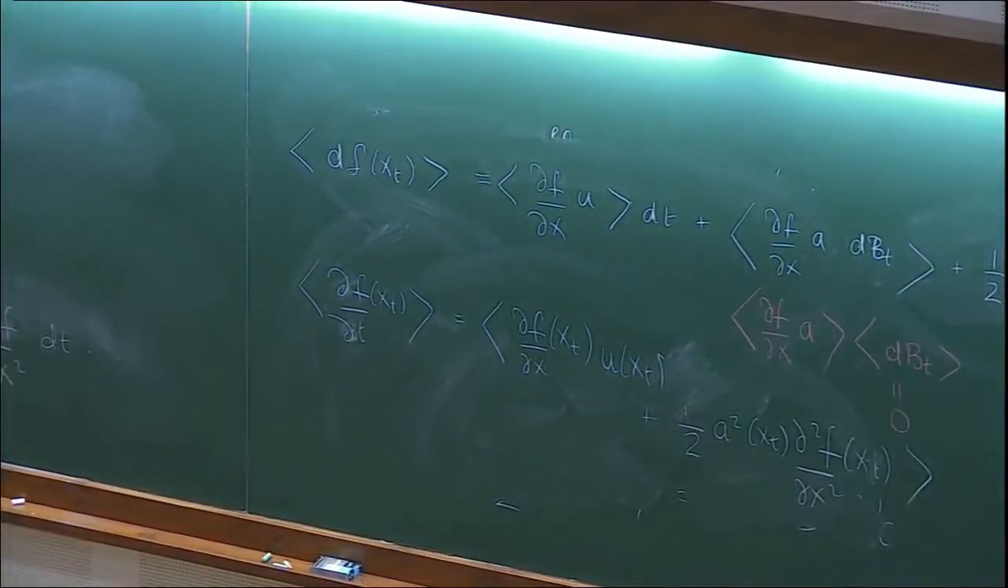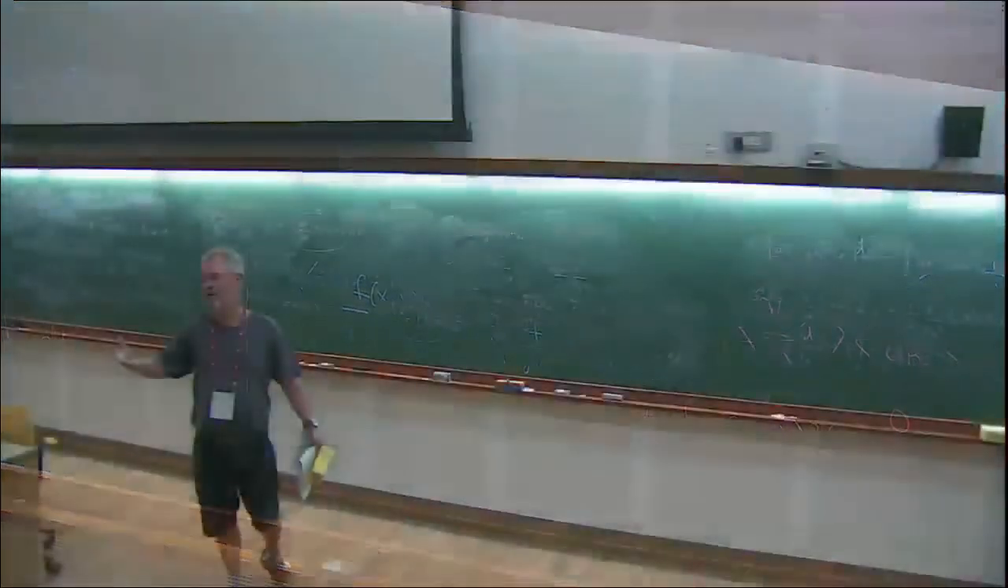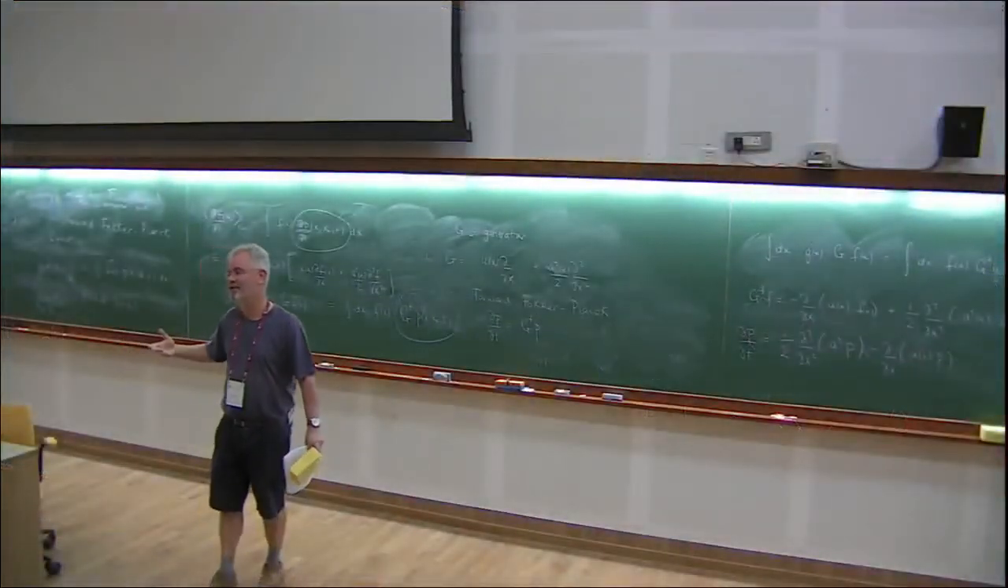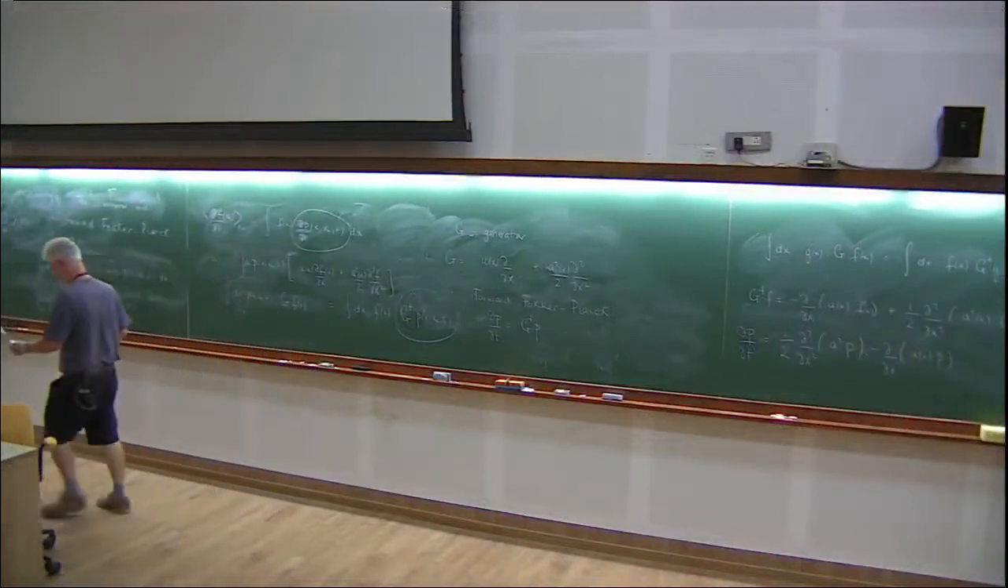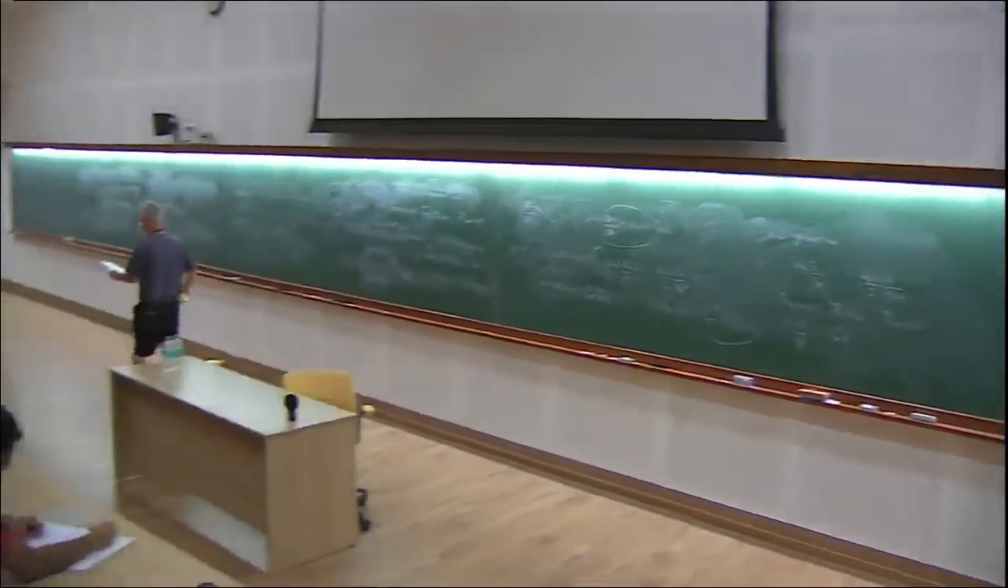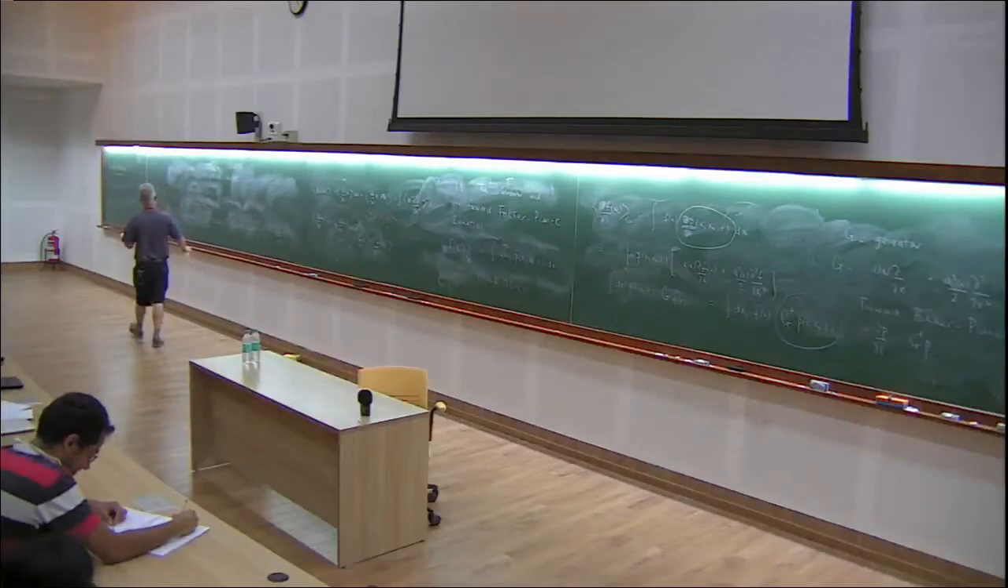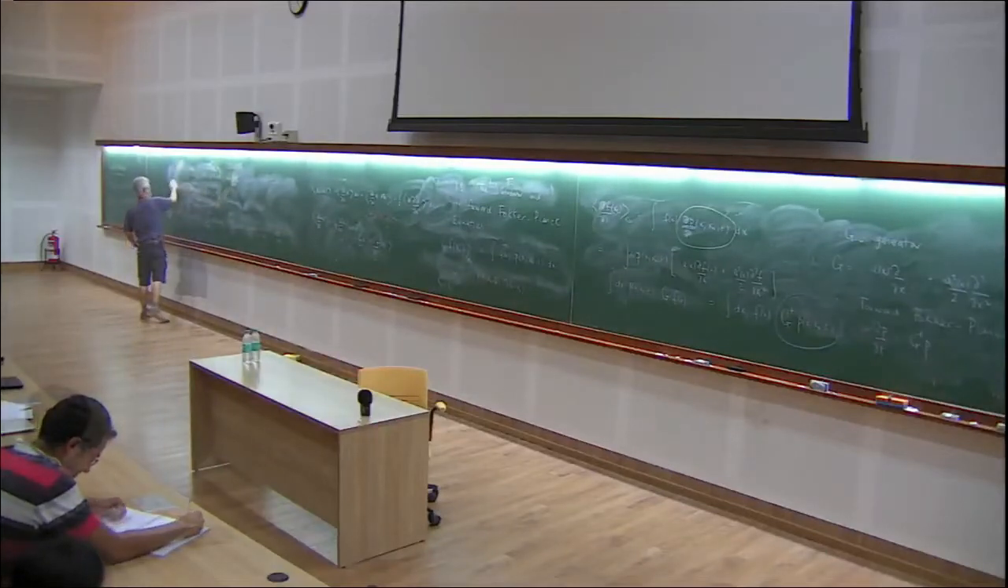I play around, it's quite a quick way of getting the Fokker-Planck equation. Who thinks it's a quick way? Who thinks it's a slow way? Okay. So let's have a look at what happens in higher dimensions. This is very easy to extend. Play exactly the same game.